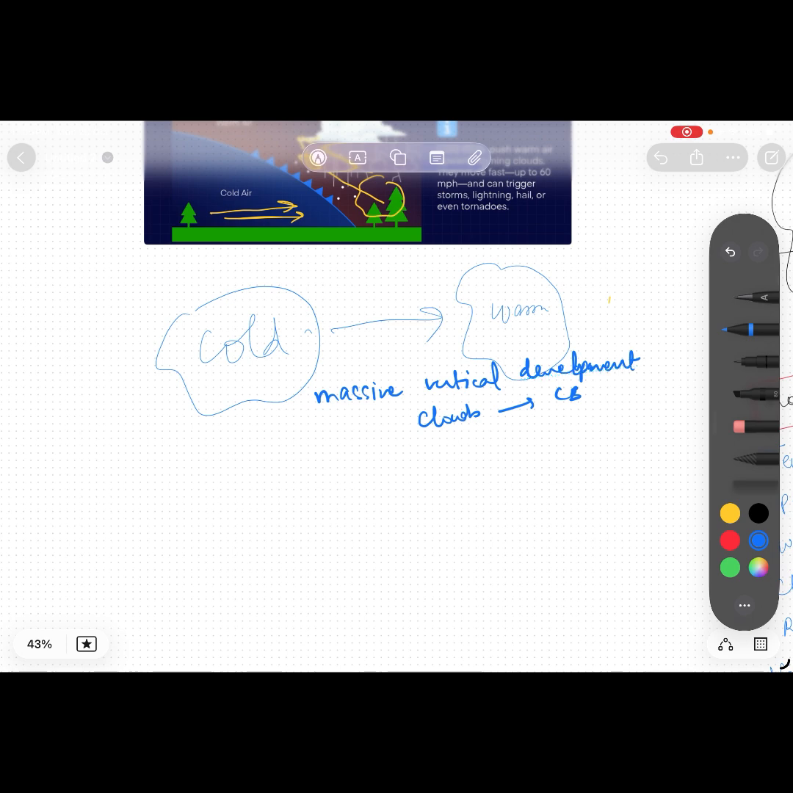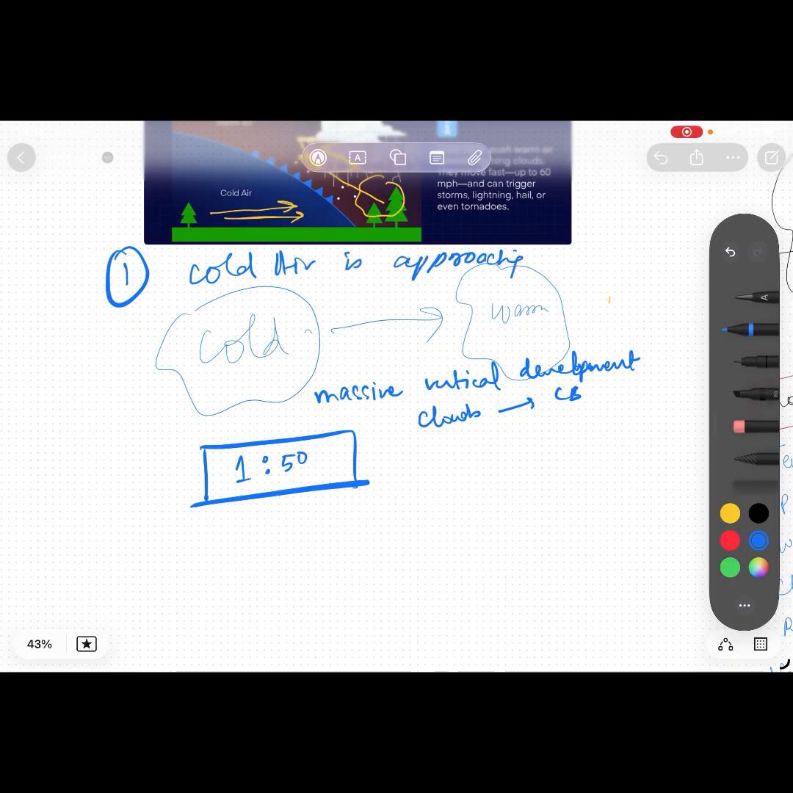Alright, so here we will observe that these clouds are formed because the warm air is being forced to rise. So the slope of this cold front is steeper. It is 1:50, the slope. So the pointer 1 would be that cold air is approaching the warm air. Cold air is approaching warm air. This is what a cold front is.